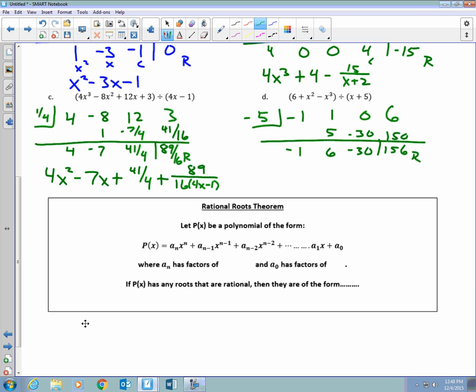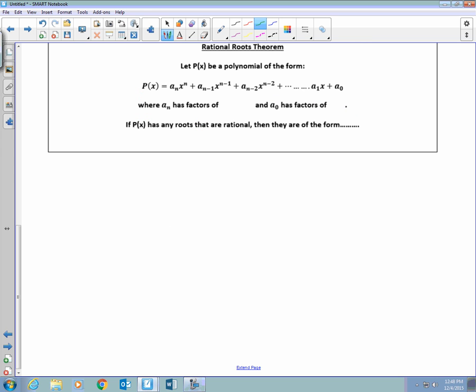You get 156? There you go. Okay, synthetic division, no big deal, right? So now we get to the purpose for which this is used, and that is the rational roots theorem. We want to be able to find all the solutions to polynomials that are much larger than what we did yesterday and that aren't so easily factored.